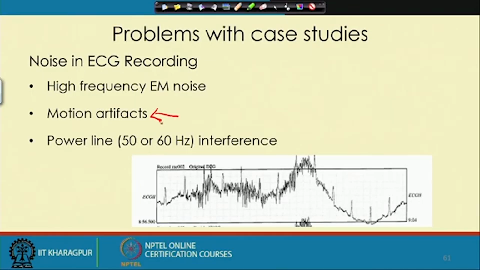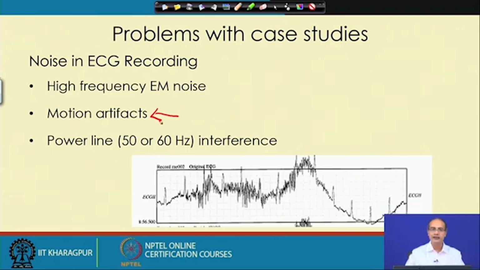So, when the patch sensors are stuck on the body, due to motion, what happens is the pressure between the patch and the skin changes, and that gives rise to change in the resistance or the contact resistance between them. And because of that, we get a change in the signal, which is of very low frequency in nature.